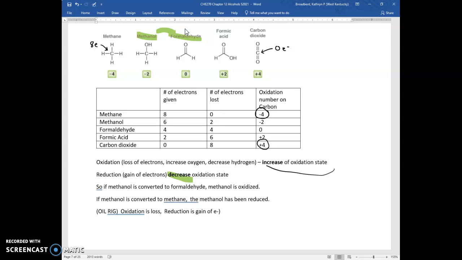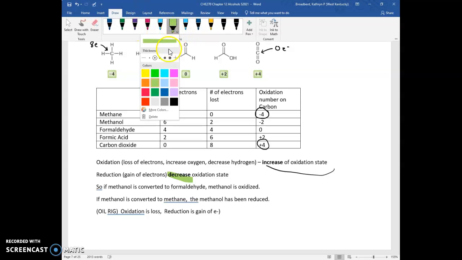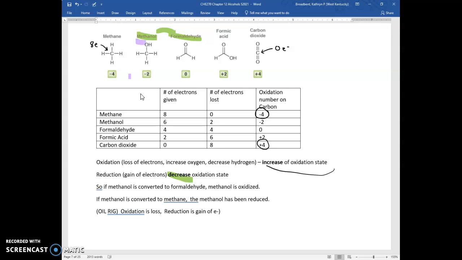If we go from methanol to methane, we're going from -2 to -4, and the methanol has been reduced. A quick way to remember this is OIL RIG. Oxidation is loss, reduction is gain. And this is of electrons.